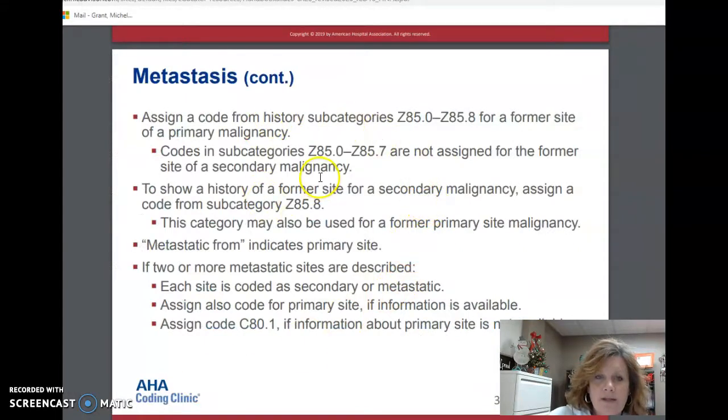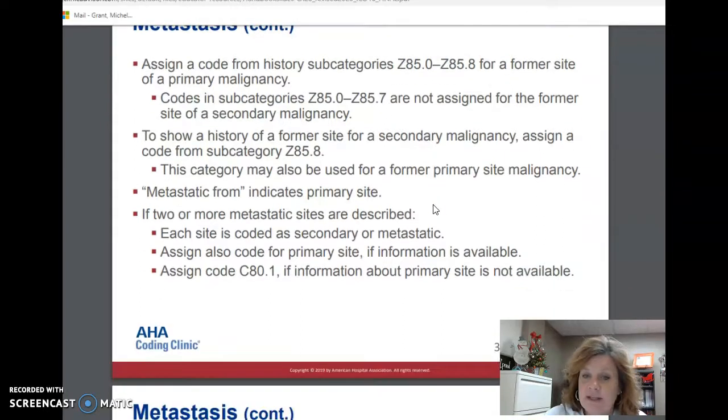Let's go back to this. Again, to show a history of a former site for a secondary malignancy, assign a code from the Z85 section. Metastatic from indicates the primary site. If 2 or more metastatic sites are described, each site is coded as secondary or metastatic. Also code the primary if you have the information, and code C80.1 if the information about the primary site is not available.